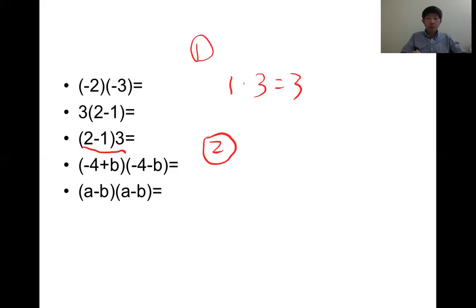We take 3 times 2 is equal to 6. Minus 3 times 1 is equal to 3. So the answer is 3. See, they have the same answer, right? Okay, two different ways we can do it.